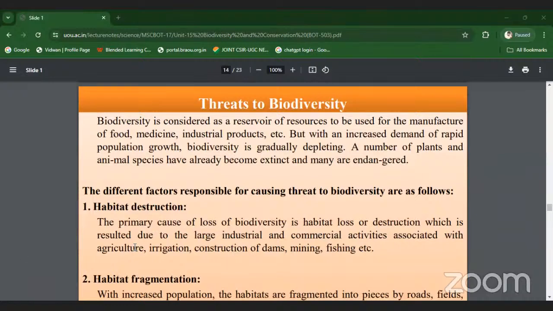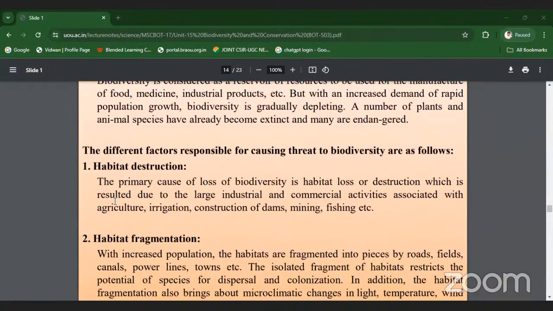Let's see what the factors for extinction are. They are considered threats. First of all, habitat destruction. This is the primary cause of loss of biodiversity, resulting from large industrial and commercial activities associated with agriculture, irrigation, construction, dams, mining, and fishing.